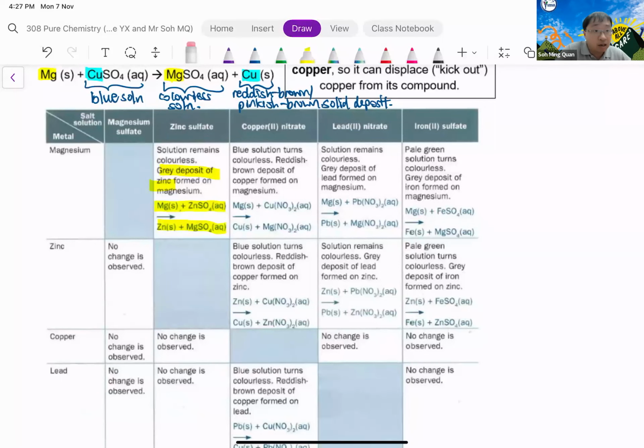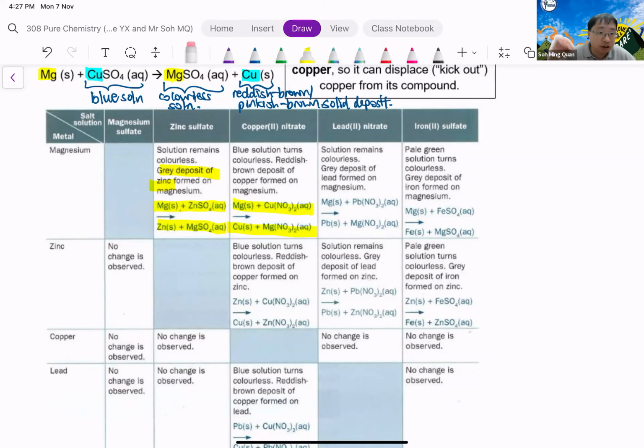Well, we have already seen this, right? Magnesium is more reactive than copper, so magnesium will definitely displace copper. So what do you see? Well, your blue solution should turn colorless and you should have a reddish brown deposit of copper. Okay, copper metal is reddish brown. And so on and so forth.